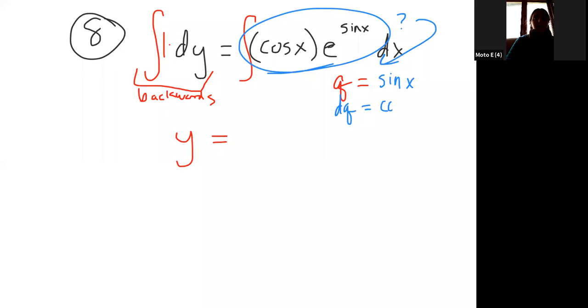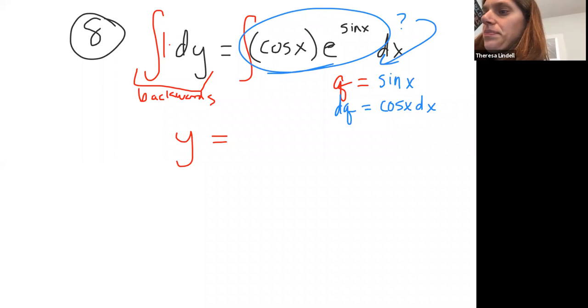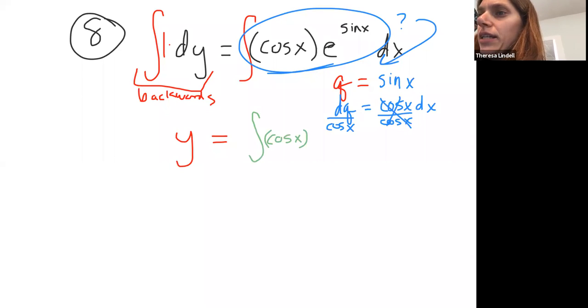Cosine x dx. Perfect. So then we divide by cosine. We're bringing q back in, just reviewing it, and feeling good about it. So we are going to do the integral of, and cosine is still here, e to the q dq over cosine, so the cosines are going to go away.